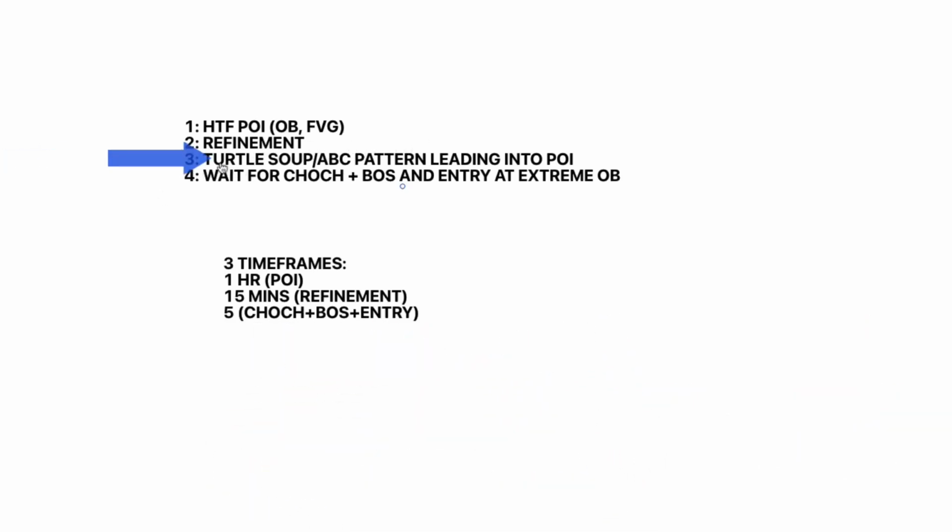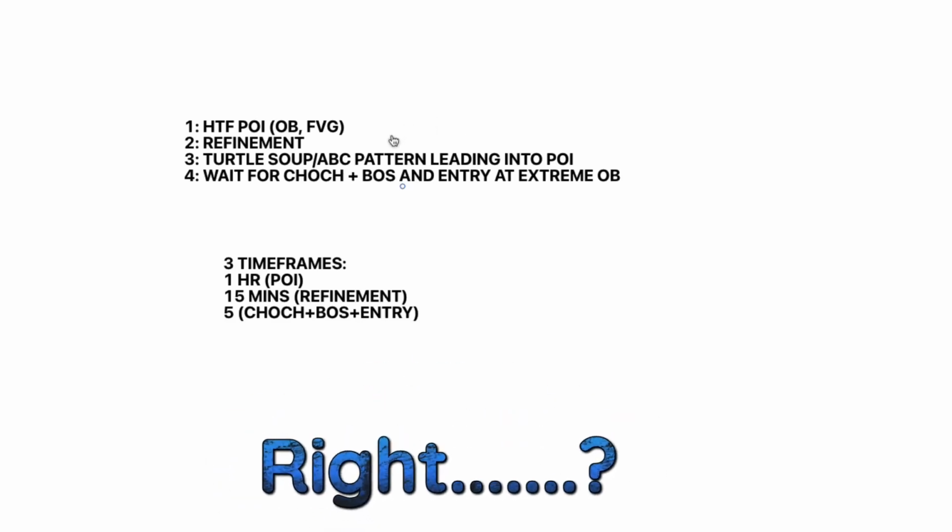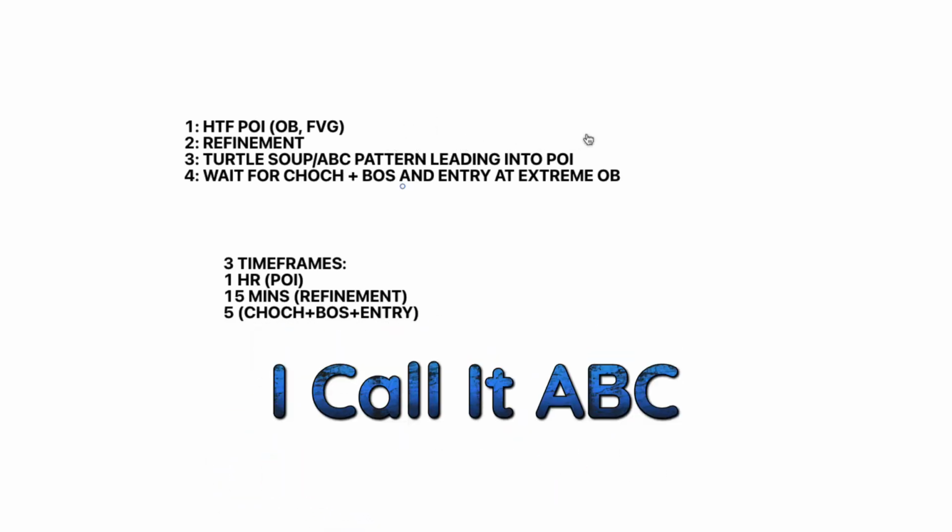Number 3 is turtle soup, an ABC pattern leading into the POI. Now, the ABC pattern is available on my YouTube channel for absolutely free. If you don't know what an ABC pattern or turtle soup is, they are basically the same thing. ICT calls it turtle soup, I call it ABC. The ABC pattern must be leading into your refined POI, and I'll explain later what I mean by that.